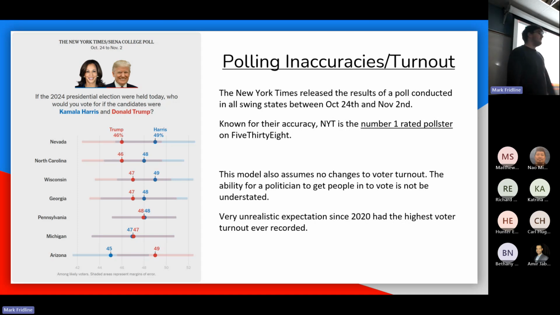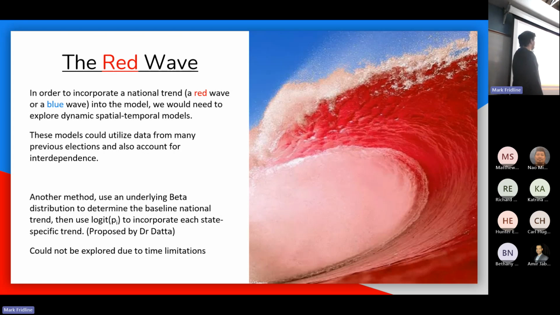Anyway, this was a very unrealistic expectation since 2020 had by far the highest voter turnout ever, over 150 million people. Also, we did end up seeing the red wave. In order to incorporate this trend into the model, a red wave or a blue wave, we would need to explore dynamic spatial temporal models, exploring interdependence between the states. These models could utilize data from many previous elections and also account for interdependence. I did not know about these models until long after I started this process. So in the future, I will definitely use that model instead.